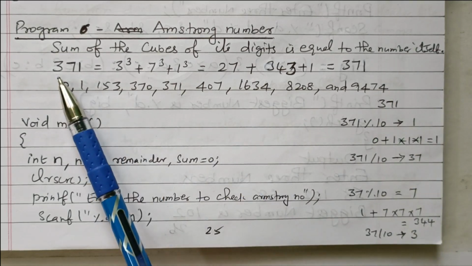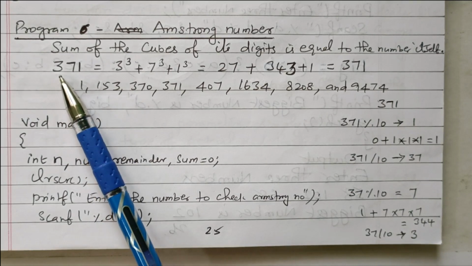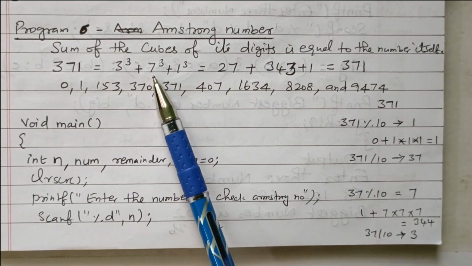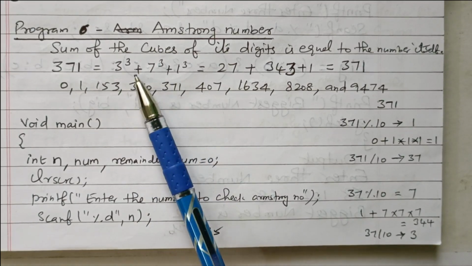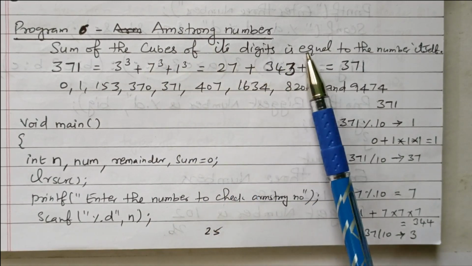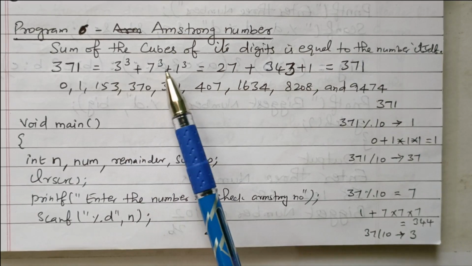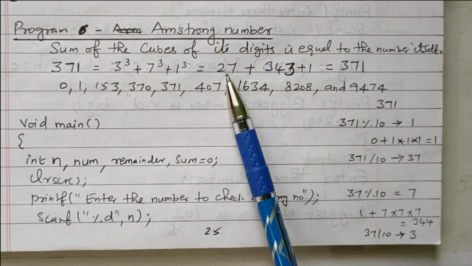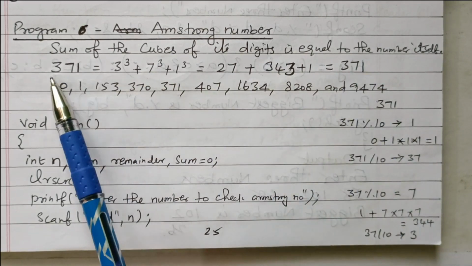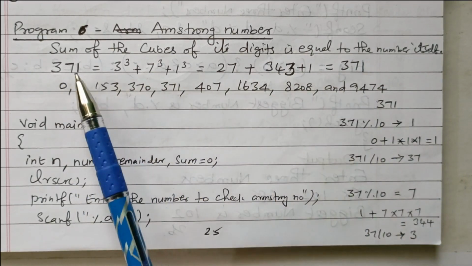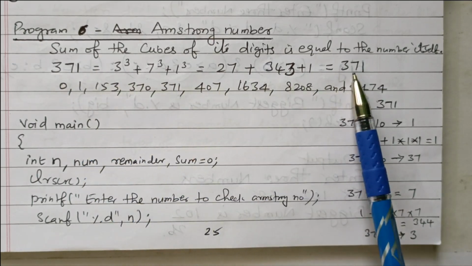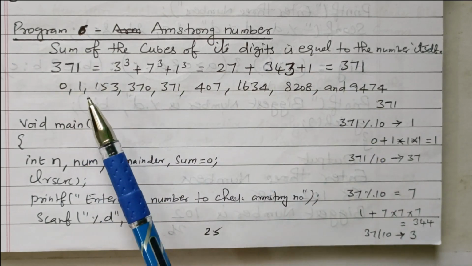For example, we can take 371. Here three digits are available. So 3 cube plus 7 cube plus 1 cube. If we add these three, the sum of the cube of the digits is equal to the number itself. So it is 27 plus 343 plus 1, which is 371. The same number we are getting. So if we take the cube of the digits and add them, and we get the same number itself, it is called an Armstrong number.